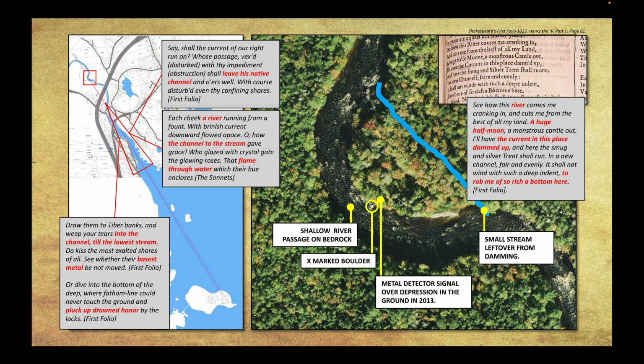A huge half moon. A monstrance cantelout. A cantelout is what is up on a horse saddle, like this half circle. I'll have the current in this place dammed up. So did you dam up the river? And here the smug and silver trend shall run in a new channel, fair and evenly. It shall not wind with such deep intent to rob me of so rich a bottom here.